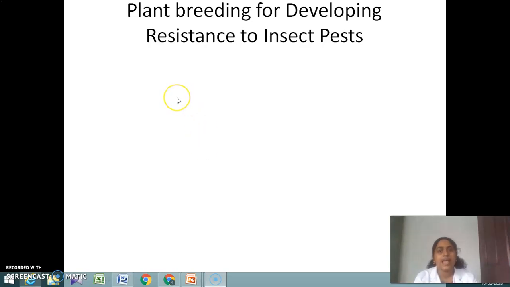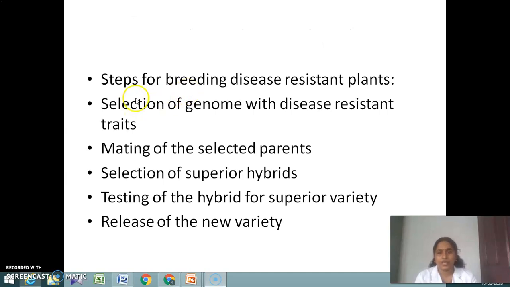Next topic is plant breeding for developing resistance to insect pests. Another problem faced by farmers is attack by insect pests. But it is possible to produce plants or crops that control or resist these insect pests. We can check the table. Steps are same. In the first step you have to mention selection of genome with resistant trait, which has the ability to kill the pest. Then mating of selected parents, selection of superior hybrids, testing of hybrid for superior variety, release of new variety.